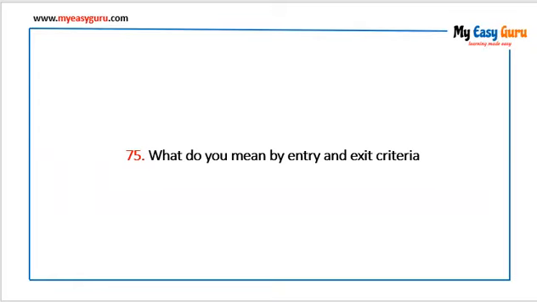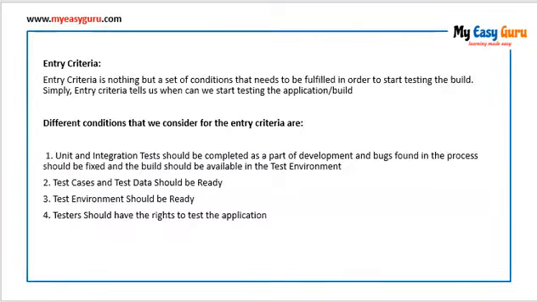Next question is, what do you mean by entry and exit criteria? If you remember the STLC process, then these entry and exit criteria come into the picture. Entry criteria is nothing but a set of conditions that needs to be fulfilled in order to start testing the build. Simply, entry criteria tells us when we can start testing the application or build.